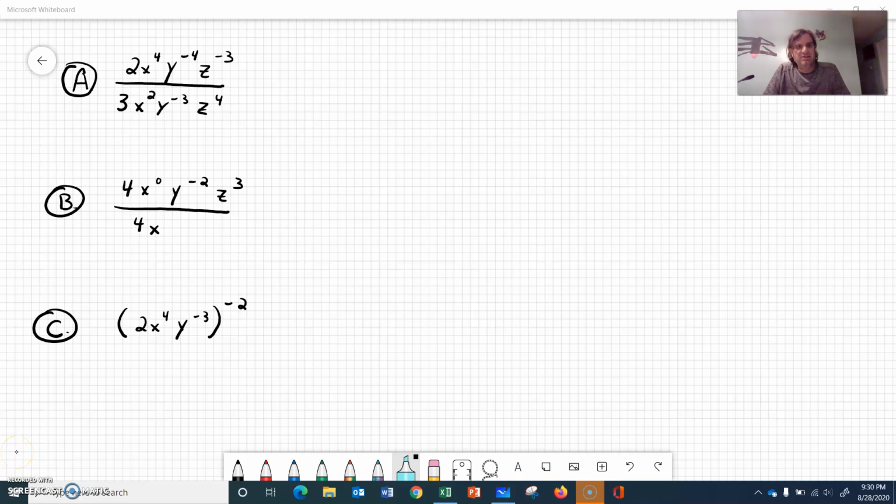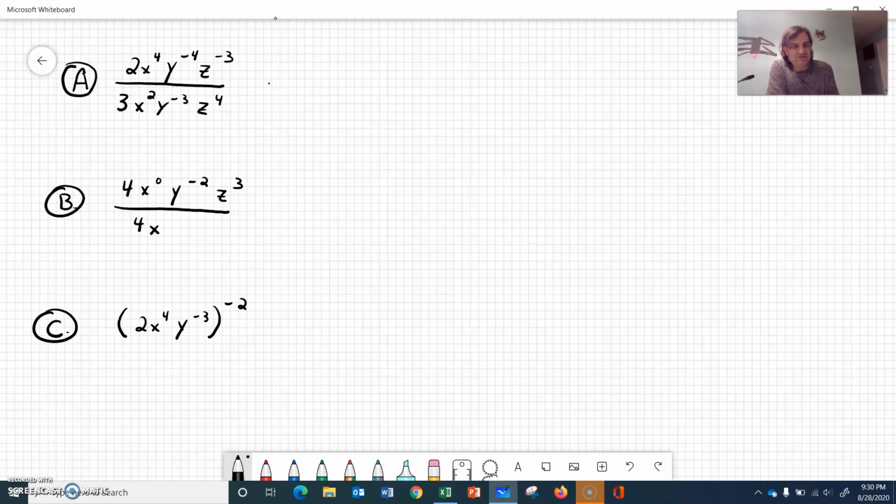Hey, Mr. Allred, and we're going to work some more practice problems with simplifying expressions with exponents in them. The first one I have here, A, has a fraction, and on top of that fraction is 2x to the fourth, y to the negative 4, z to the negative 3. And on bottom, 3x squared, y to the negative 3, z to the 4. So we need to come across here and kind of collect things.